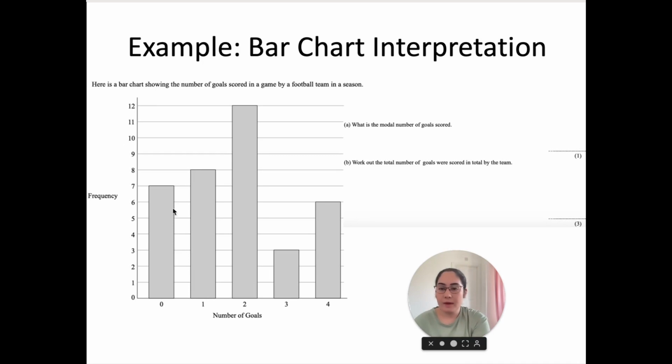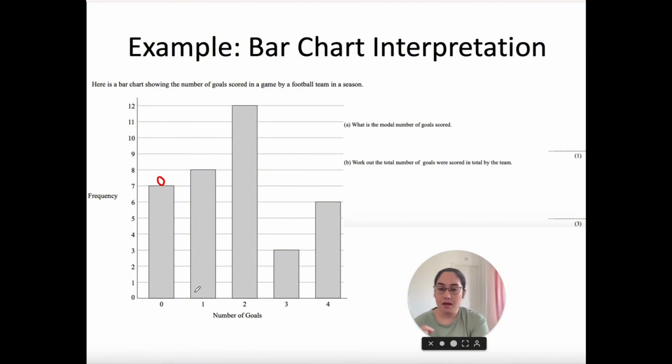Okay, so we have a bar chart. We have frequency against the number of goals. So the x-axis represents the number of goals, the y-axis represents frequency. Now, let's look at what each bar is telling us. So the first bar is telling us that 7 games ended with 0 goals. So 7 games had 0 goals.